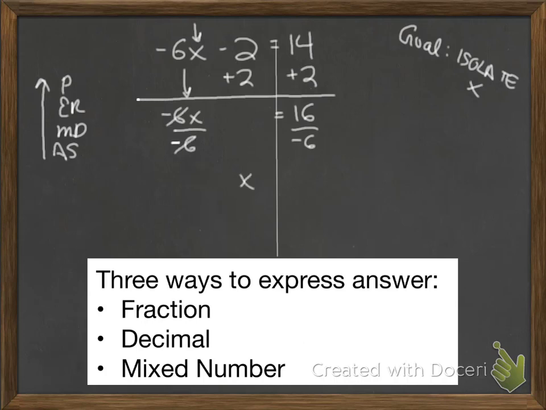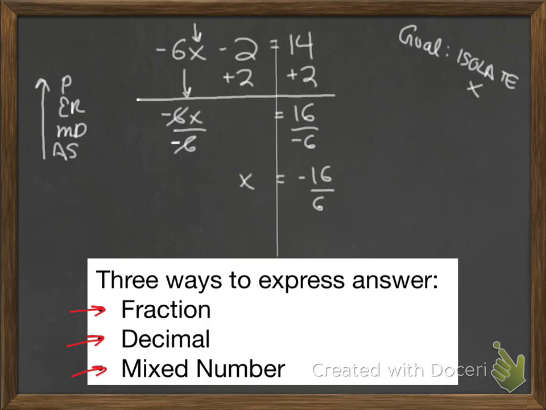So now we have a bit of a situation here. We have 16 over negative 6. So there are 3 ways to express this. We could have it as an improper fraction. We could put it in our calculator and generate a decimal, or we could write it as a mixed number.